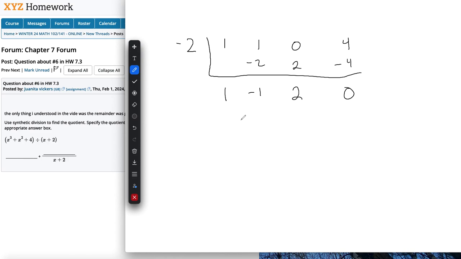And since this was x cubed plus x squared plus 0x plus 4, the answer is always going to be 1 degree less, because we're going x into x cubed, so that'd be x squared. So this is 1x squared minus 1x plus 2. And that's your basic on how you do a synthetic. Let me clear that one.